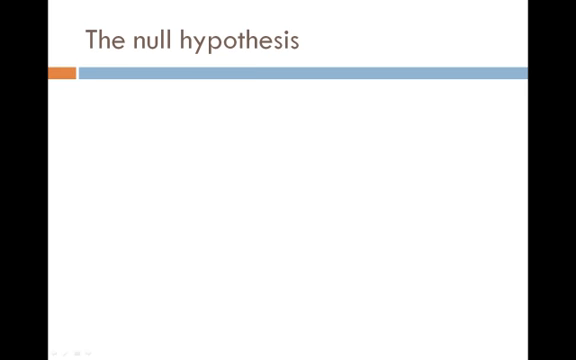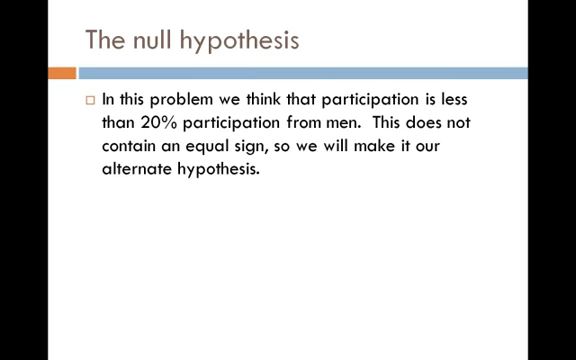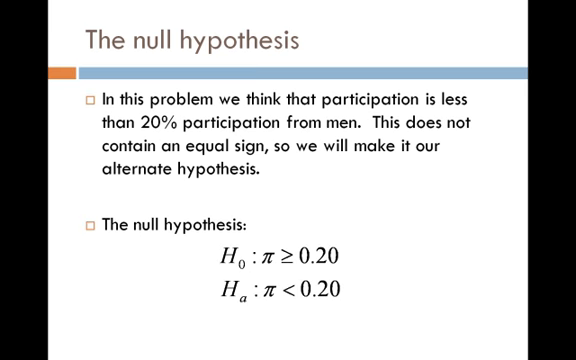So let's first try and answer what the null hypothesis should be. In this problem, we think that participation from men is probably less than 20%. Now, this doesn't contain an equal sign, so we will make it our alternate hypothesis. For the null, we'll use the opposite, that it's actually greater than or equal to 20%.